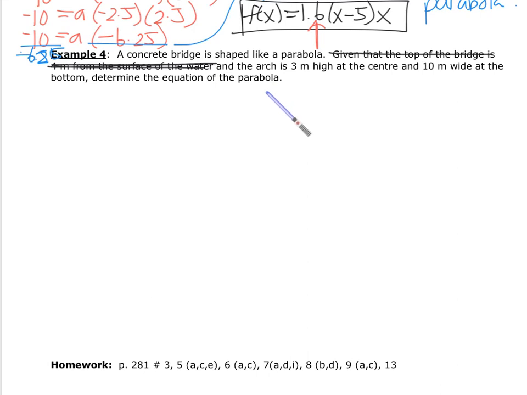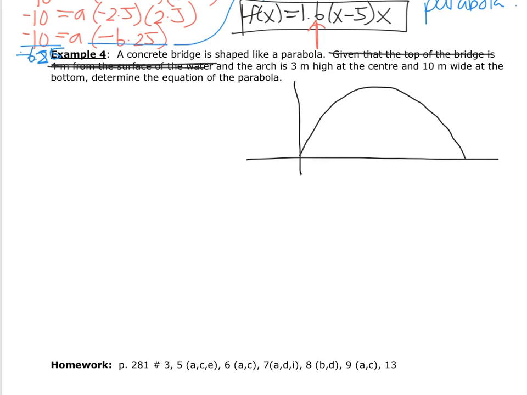Okay, the trick to these questions is you have to draw a picture. If you don't draw a picture, you're going to make silly mistakes and waste your time. So first thing you're going to do is draw a picture. Let's deal with the positive x-axis just because we can, and it's going to make for nicer numbers. So we know the parabola is going to look something like this.